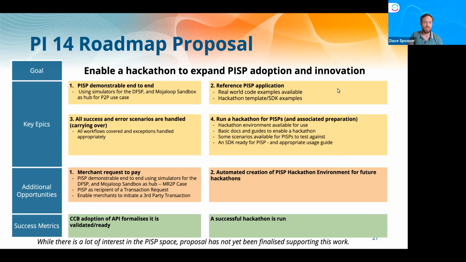So our key success metrics for PI14 would be one, obviously, ideally a successful hackathon is run, or at least we're certain that we've enabled everything for that to be run. And the second would be the CCB adoption of the API to formalize, yes, this is actually ready and we're happy that everything's compliant.